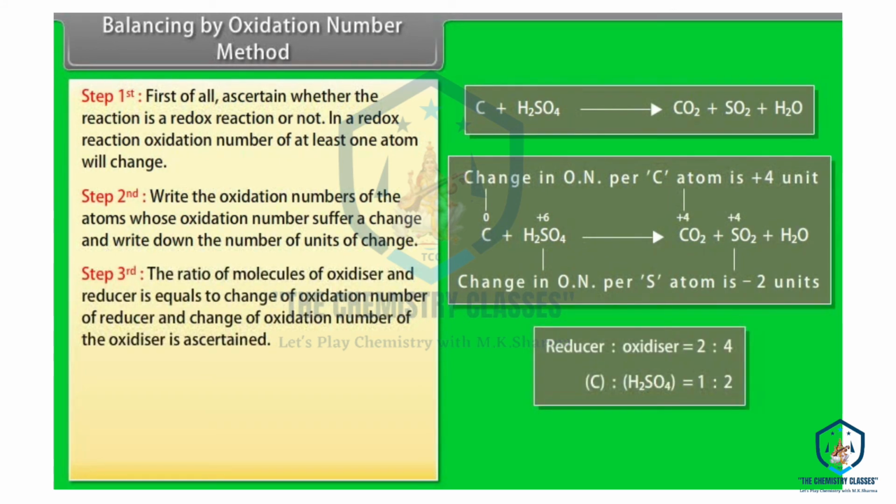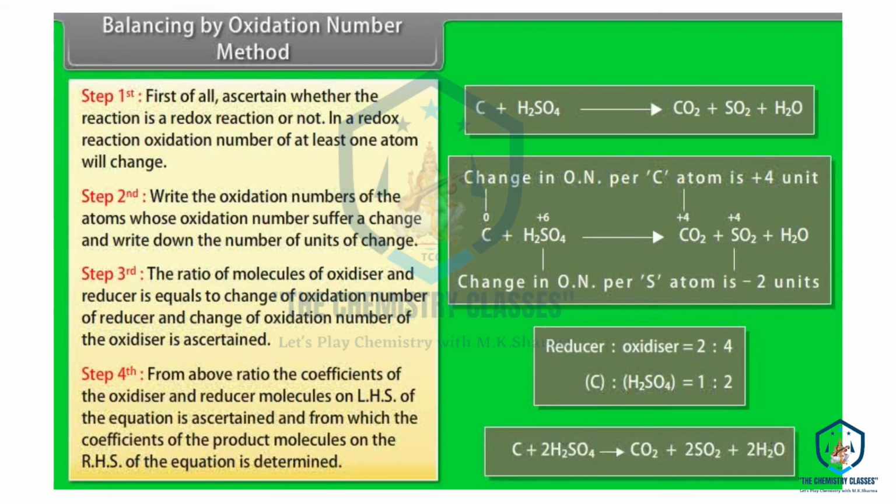Step third. The ratio of molecules of oxidizer and reducer is equal to the change of oxidation number of reducer and the change of oxidation number of the oxidizer, which is ascertained. If the ratio is not a simple one, make it simple. Step fourth. From the above ratio, the coefficient of the oxidizer and reducer molecules on the LHS of the equation is ascertained, and from this the coefficient of the product molecules on the RHS of the equation is determined.